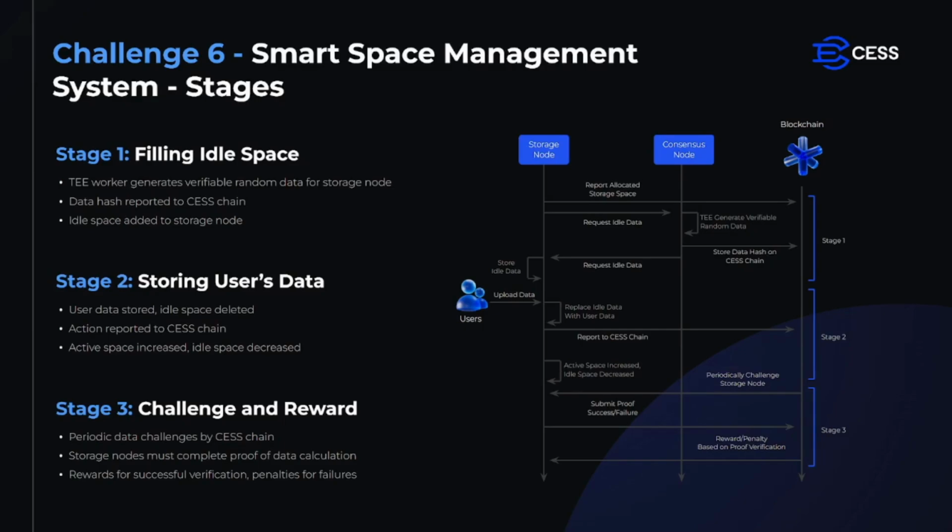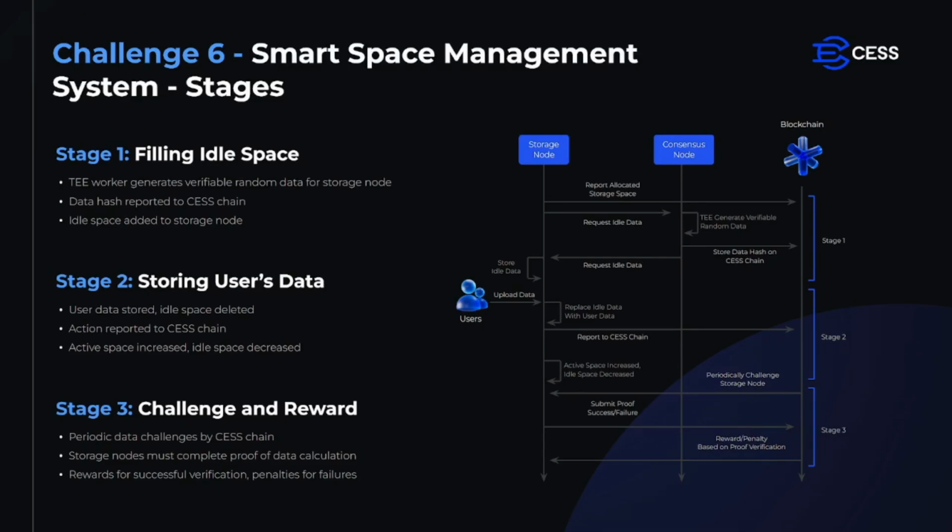Stage 3 is the challenge and reward. In the final stage, the CESS blockchain periodically issues challenges to storage nodes. These challenges require the nodes to submit proofs that they are indeed storing the user's data as expected. If the storage node successfully completes the proof and verifies that data is intact, it is rewarded with CESS tokens. This incentivizes the storage nodes to maintain high standards of data integrity and reliability.